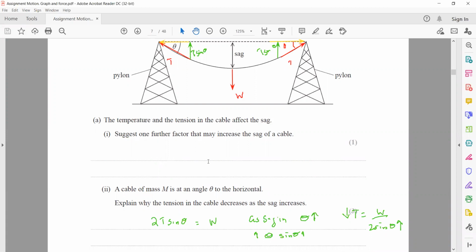Discussion. The weight is not changing, only the angle with the horizontal is changing, which causes an increase in the value of theta. As the value of theta increases, the value of sin theta increases, which reduces the tension in this cable.